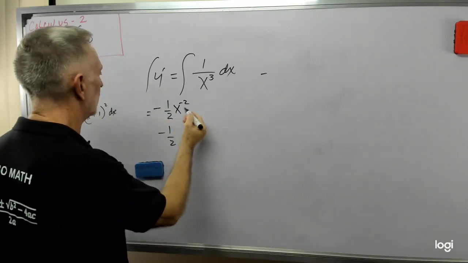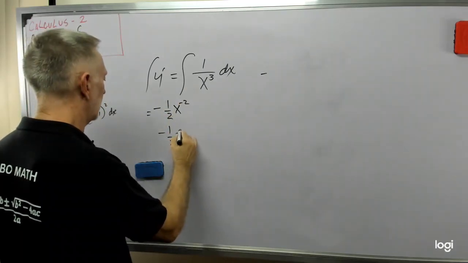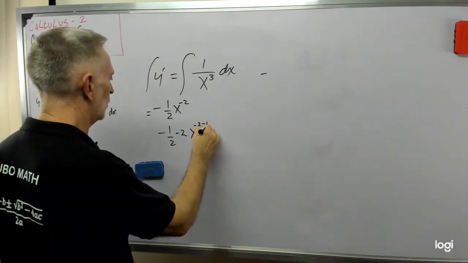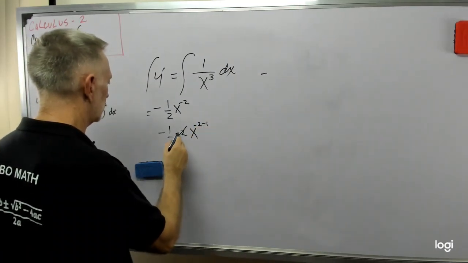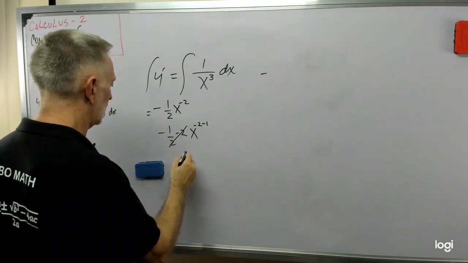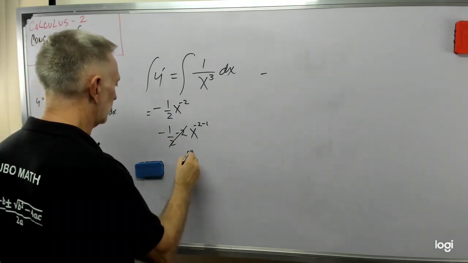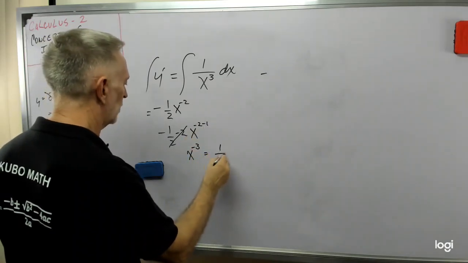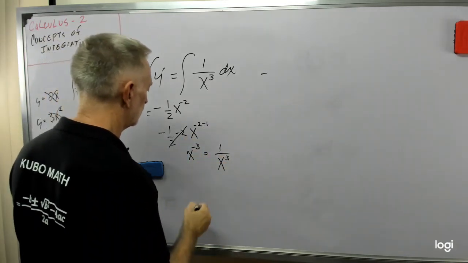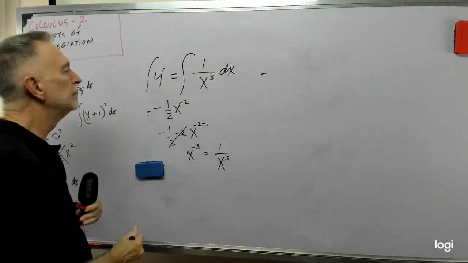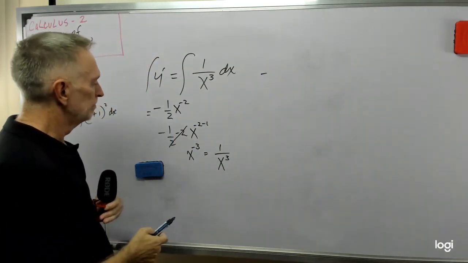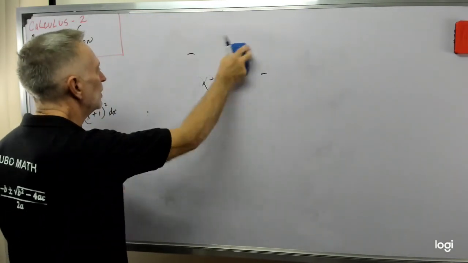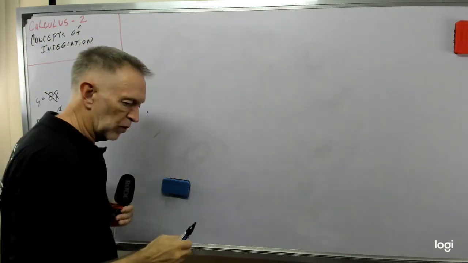All right, now then, negative 2 times that, x to the negative 2 minus 1. So the 2's cancel, the negatives cancel. That gives me x to the negative 3. And that is 1 over x to the third. Okay? So far, so good.